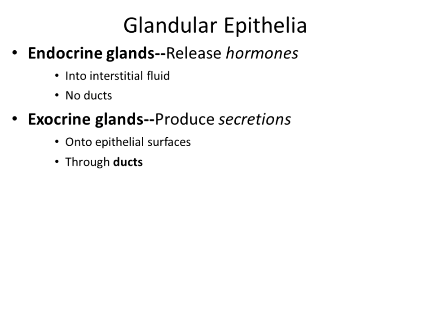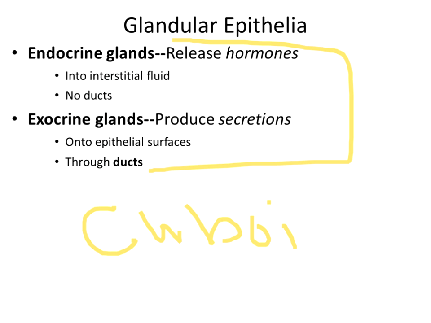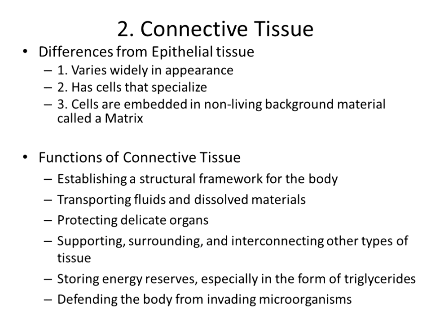All right, again, your glands are going to either be endocrine or exocrine in nature. Endocrine glands make hormones, exocrine glands make secretions. Most of your glands are always going to be some type of cuboidal epithelial tissue.